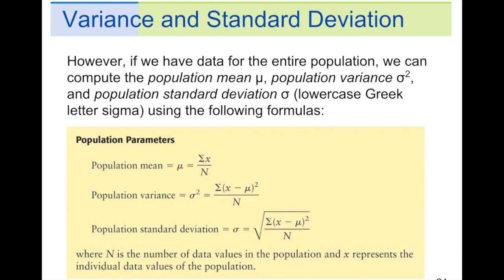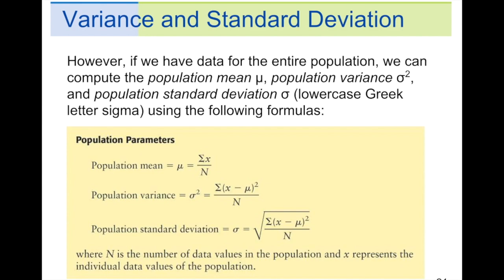Population variance sigma squared and population standard deviation sigma, lowercase Greek letter sigma, using the following formulas. The little circle with a line coming out looks kind of like an O with a hat. That is how we denote population standard deviation. So instead of S, we use lowercase sigma. Remember, uppercase sigma is how we say summation.